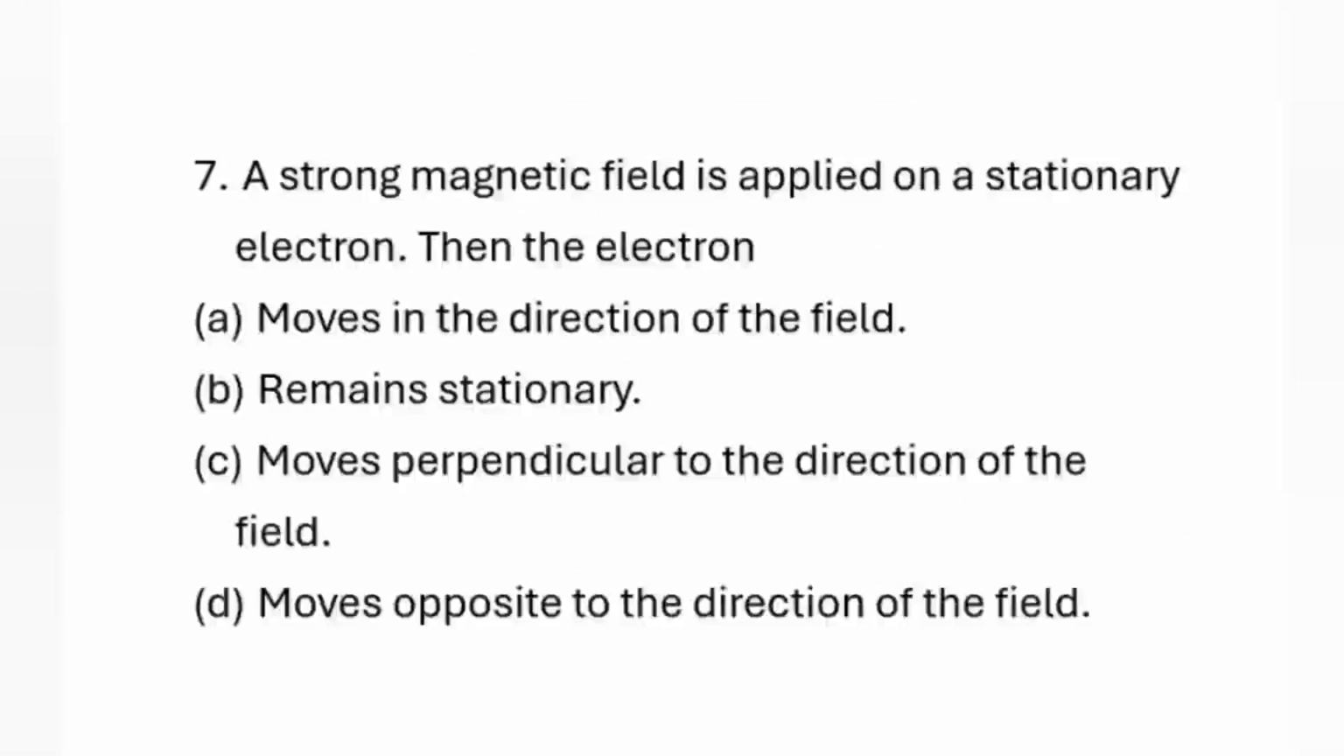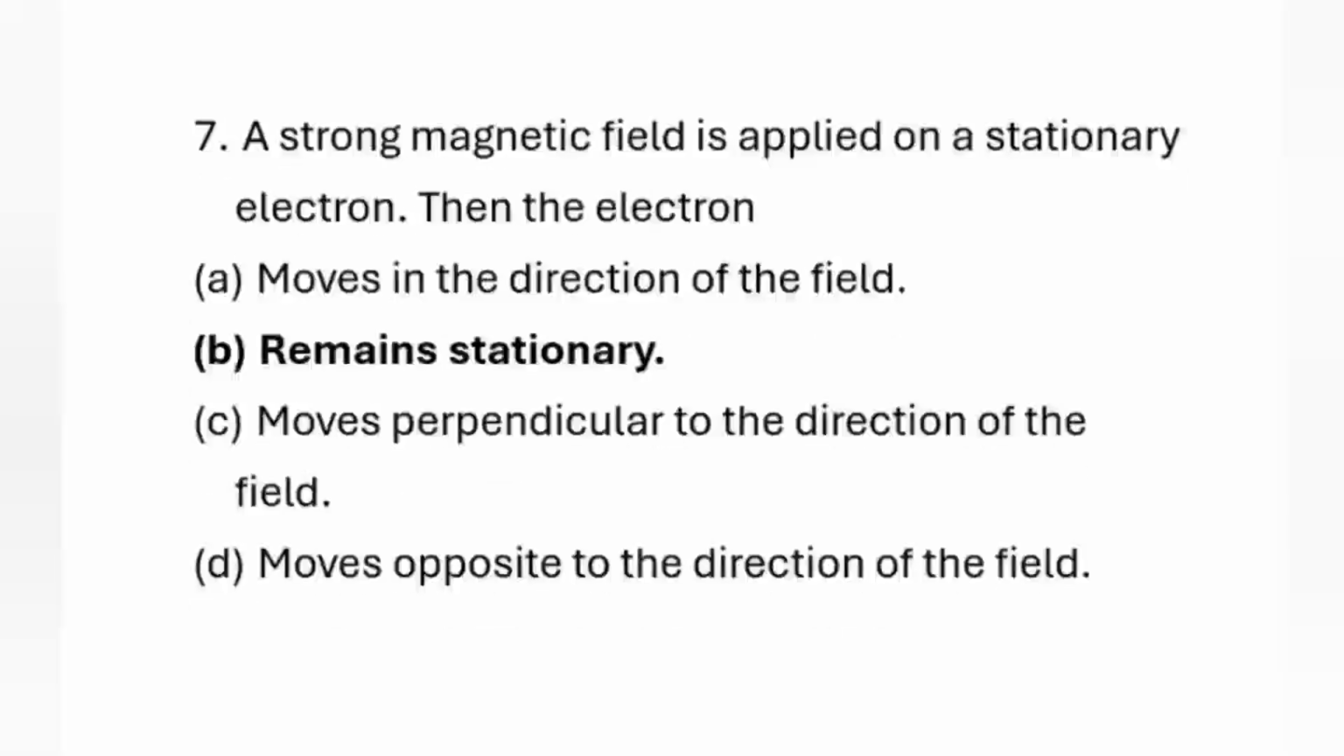Question number 7. A strong magnetic field is applied on a stationary electron. Then the electron: option A, moves in direction of the field, option B, remains stationary, option C, moves perpendicular to the direction of the field, option D, moves opposite to the direction of the field. Here the correct answer is option B, remains stationary.